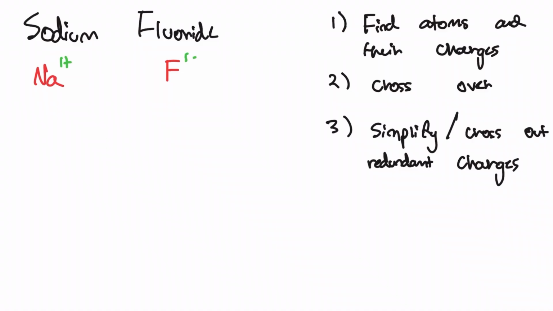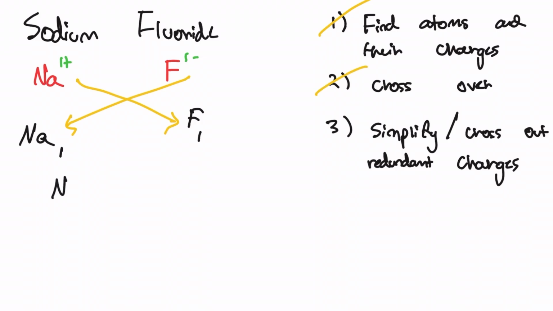In step 2, we will cross over the charges. So the sodium charge will cross to the fluorine, and the fluorine charge will cross to the sodium. This will give us a sodium with a now subscript 1, and a fluorine with a subscript 1. In step 3, we'll finally combine these two atoms, Na subscript 1, F subscript 1, and cross out redundant subscripts. Because they both have a subscript of 1, we can cancel these subscripts out and just have our final answer of NaF being the chemical formula for sodium fluoride.